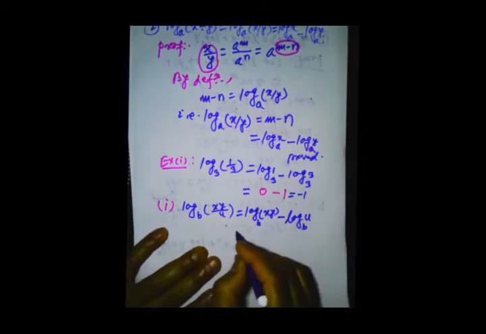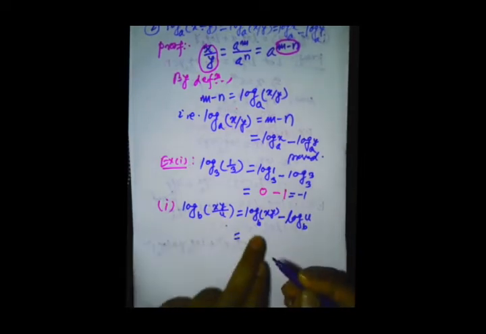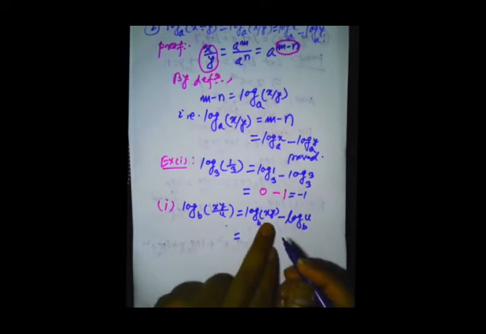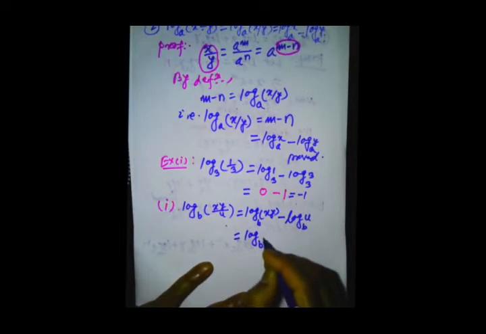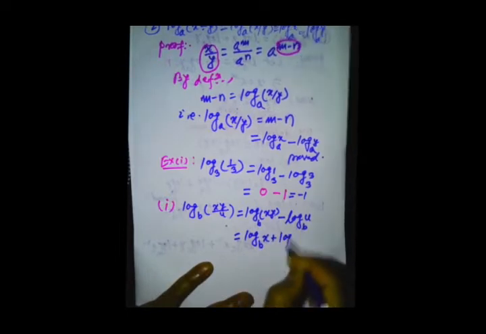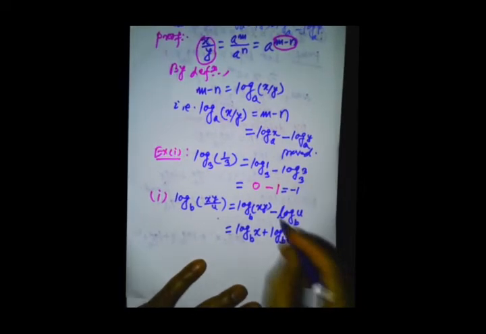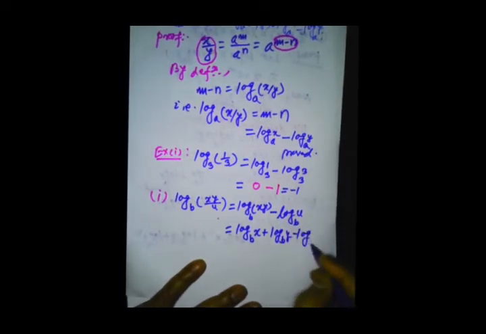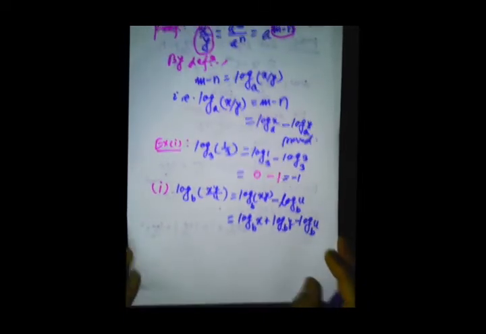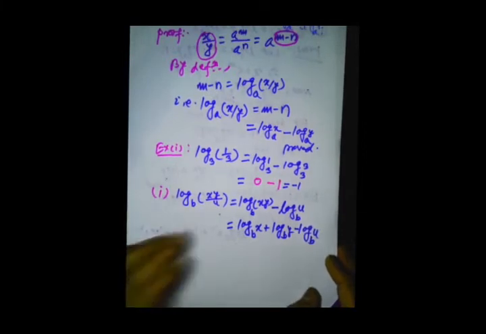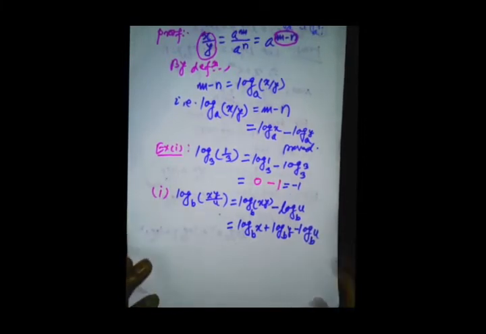Now here you can see there is another step where we can expand the log to the base b of xy. If you use the product rule, it's going to be log base b of x plus log base b of y, and we already have here minus log base b of u. In this way we can apply those laws of logarithm to the problem as well. This is only for the examples, and the same concept we are going to apply when we go to solve the problem.